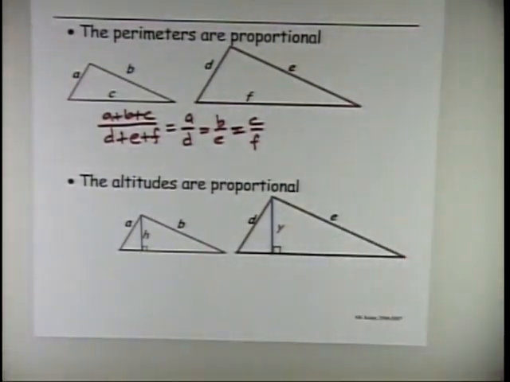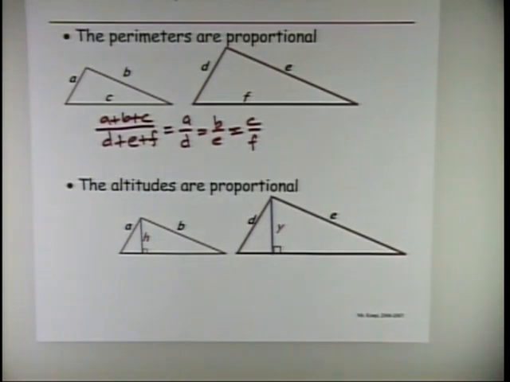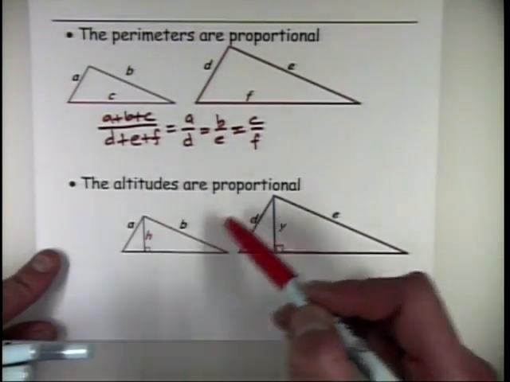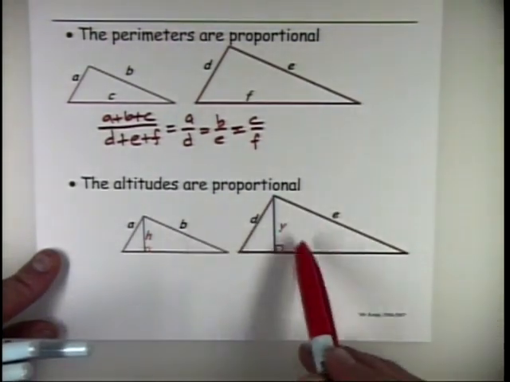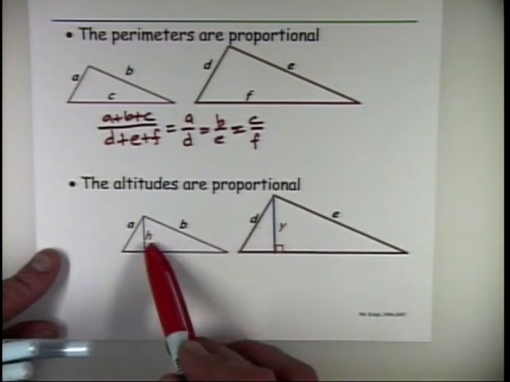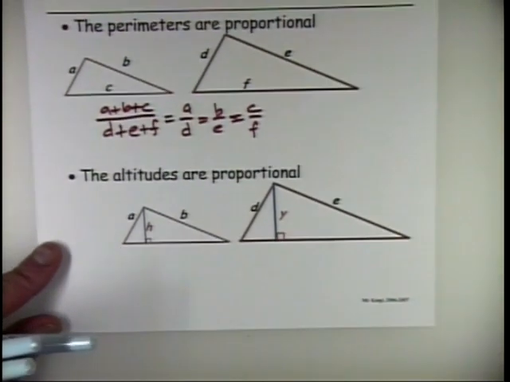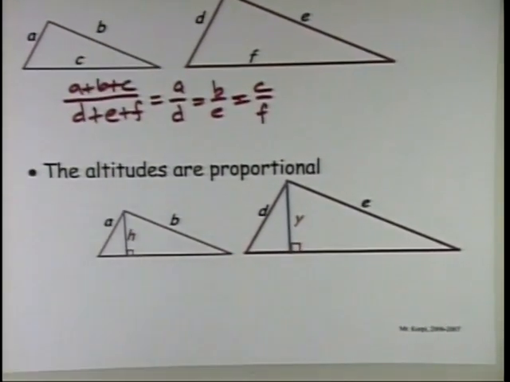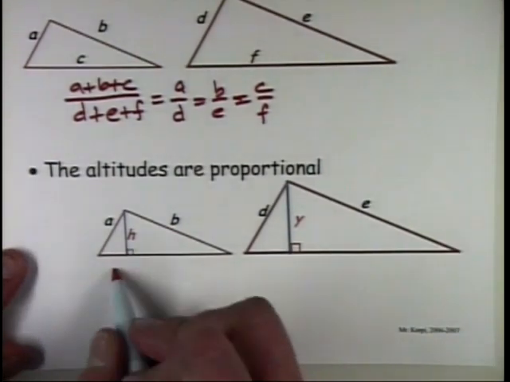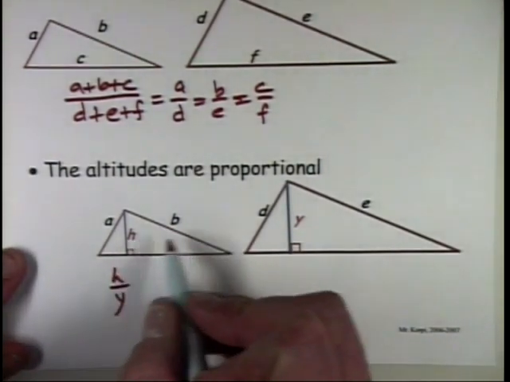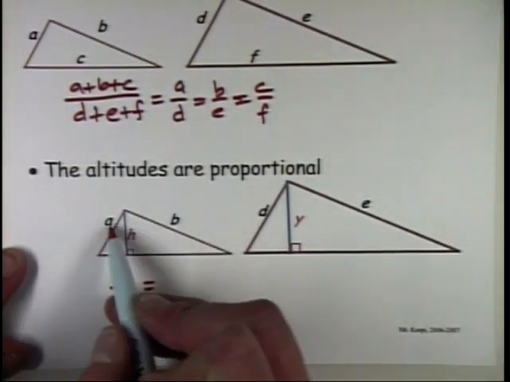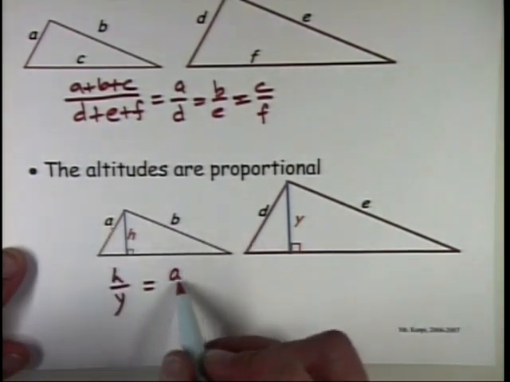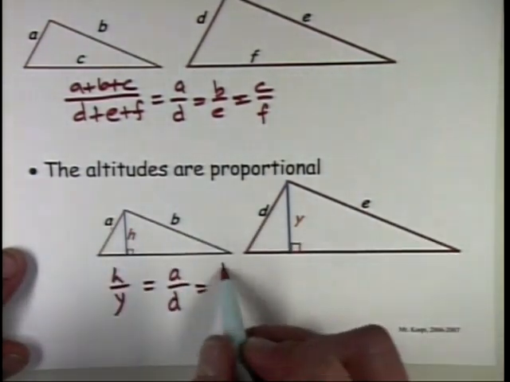Here's another thing from a previous episode. The altitudes are proportional. Remember, an altitude is something that's dropped from a vertex that's perpendicular to the opposite side. So I'm going to call my altitudes h and y. They are also proportional to the corresponding sides. So let's go ahead and take a look at what I mean here. I'll say h is to y, this altitude is to that altitude, as the corresponding sides, A is to D, as B is to E.